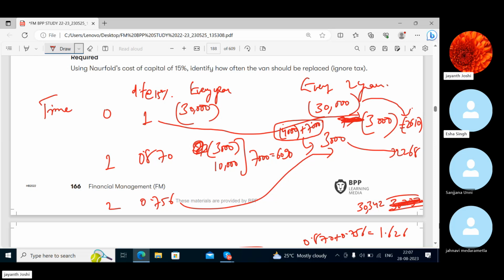So then it's like 30,000 minus 2610 plus 2268. Minus this is a negative value, this is a negative value. They're going to be added, not subtracted, correct? Negatives are going to be added, right? Yes. 30,000 plus 2610, these are negative values, minus 2268. 30,342. Finished.